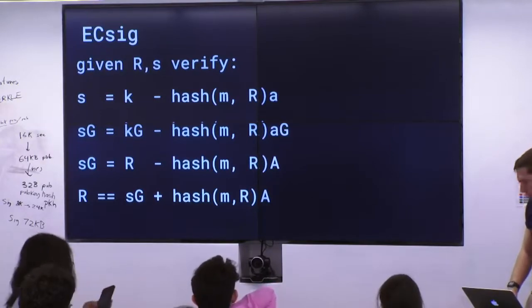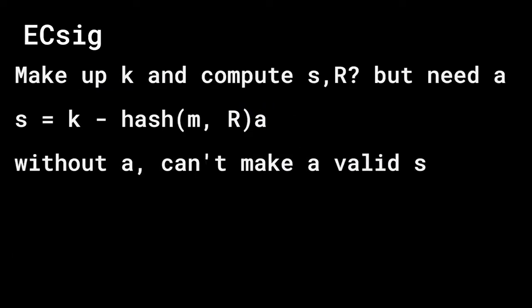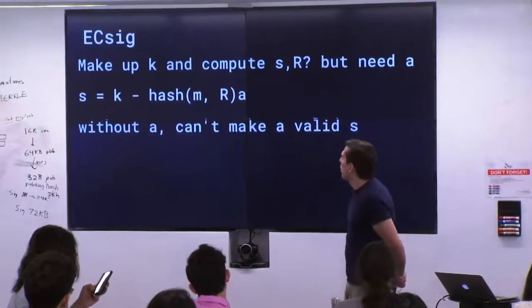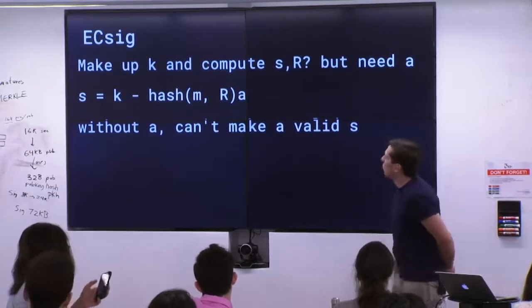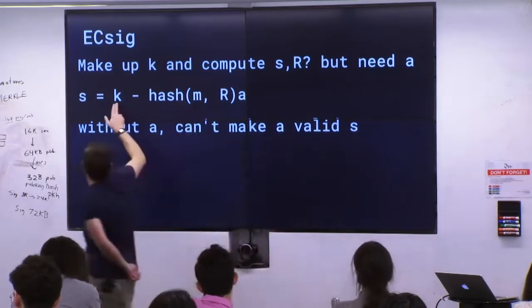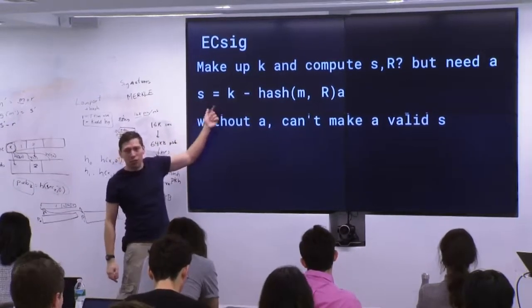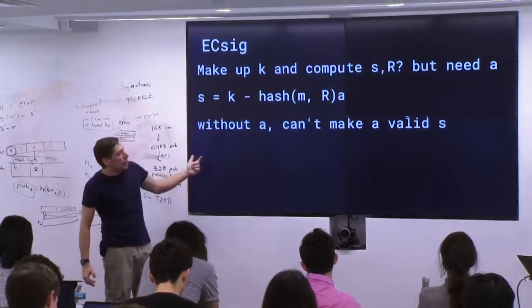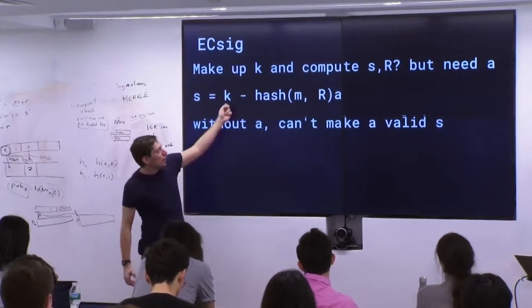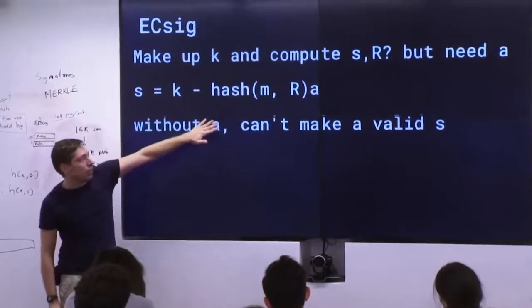I'll go a little bit into why this is not forgeable, right? So I want to forge a signature. Well, why don't I make up a K? I don't know little a, but why don't I make up a K and compute S and R? But I need A, right? So this is the equation I want. I make up my own K and make up my own S that satisfy this. Without A, I really can't make a valid S. I can make something up here, but I can't compute it because I don't know it, right?